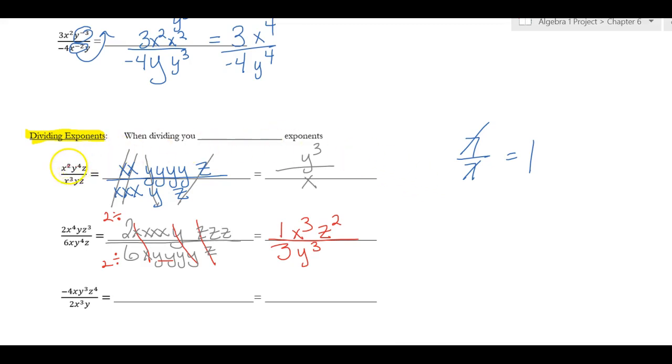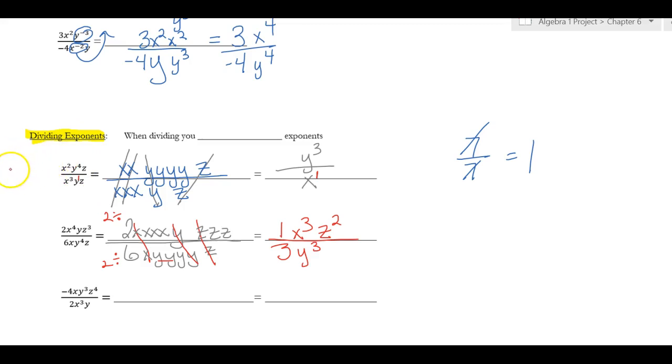I had 2 x's on top and 3 on the bottom. I was able to cross off 2, so I was left with 1 on the bottom. Well, 2 minus 3 is equal to 1. And since there was more on the bottom, it stayed on the bottom. For my y's, I had 4 here and 1 on the bottom. 4 minus 1 is 3, and since there was more on top, it's on top.